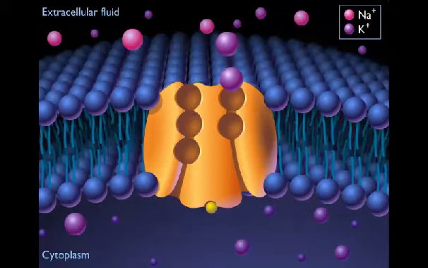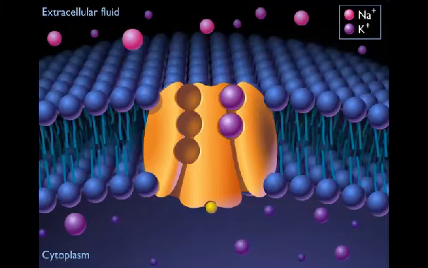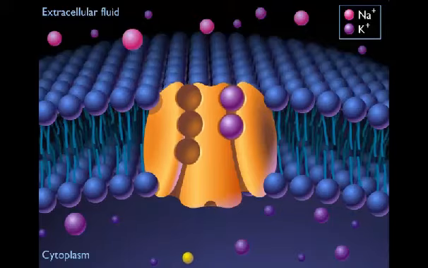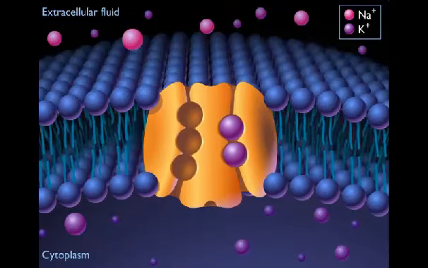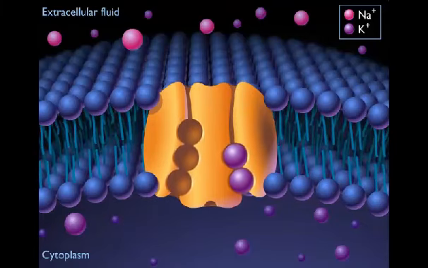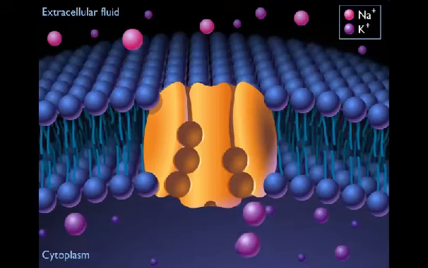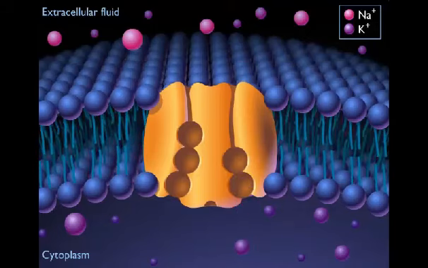2 potassium ions move into the carrier protein from the outside of the cell membrane, and the phosphate attached to the carrier protein is released. The carrier protein changes shape again, reverting to its original conformation and delivering the potassium ions across the membrane to the inside of the cell. It is now ready to repeat the process of sodium-potassium exchange.